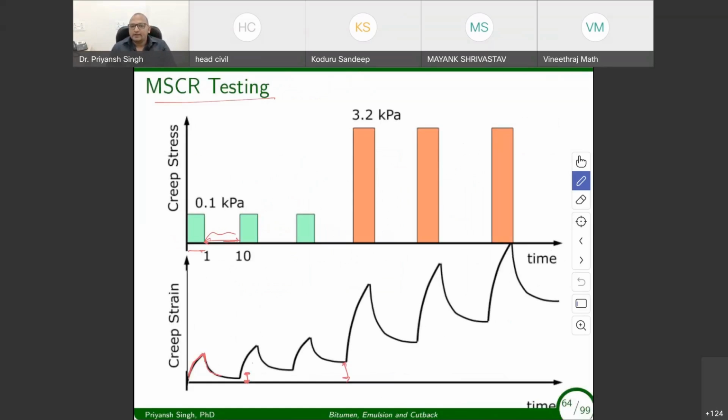We have already done the DSR testing by evaluating the parameters G star sine delta and G star by sine delta. Then why is this test needed? The idea behind using this test is that whatever tests we have conducted till now do not have any characterization where we can see the effect of load. So here two loads are being used.